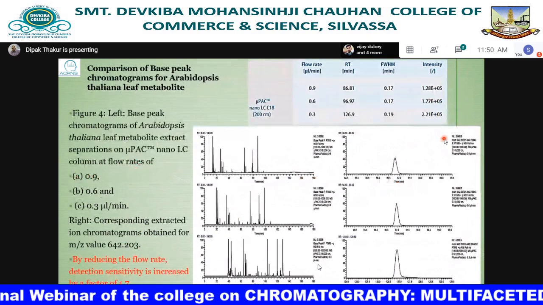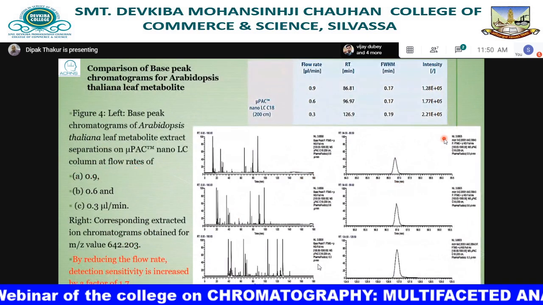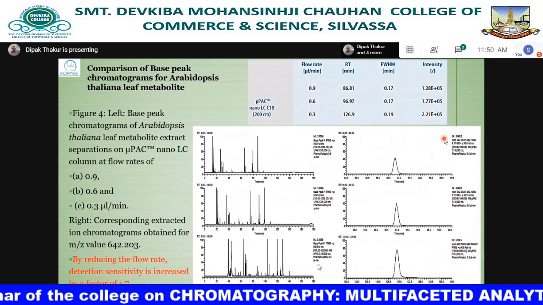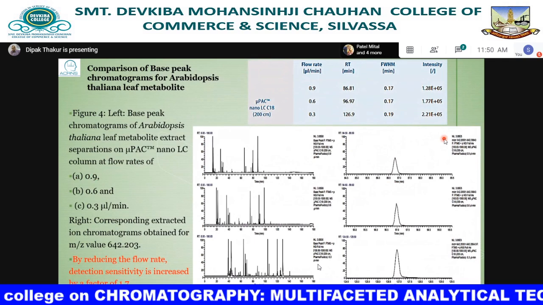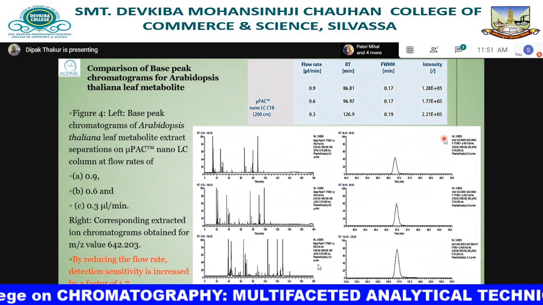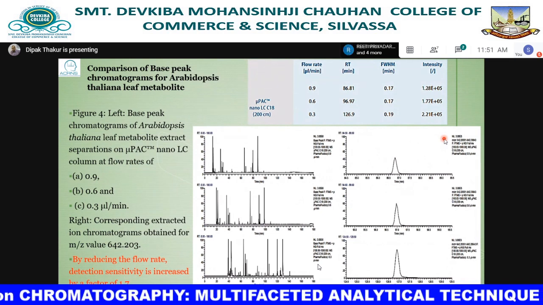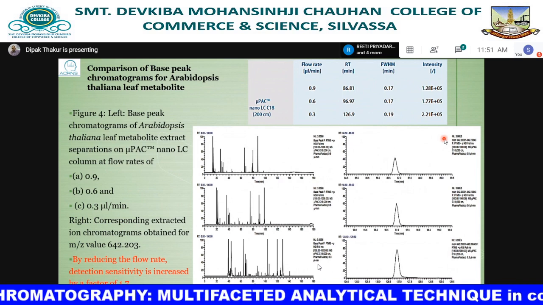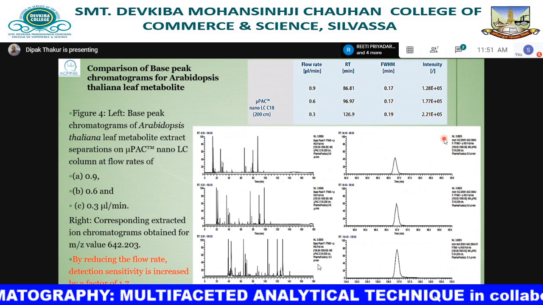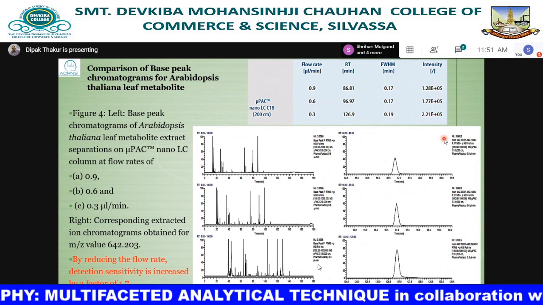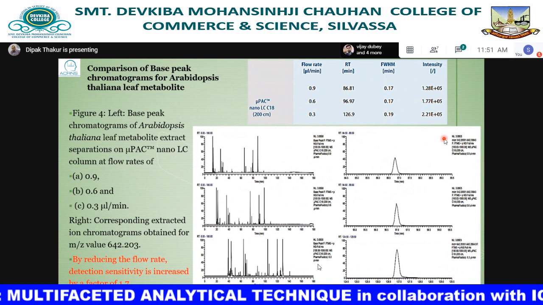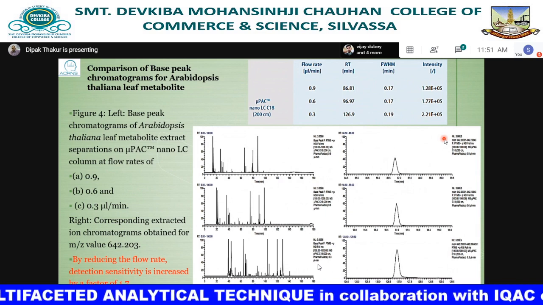Now, what we are going to compare is another case where we prepared the sample from Arabidopsis leaf extract, and we are looking at the metabolite profile. What we see is the comparison. Here we have not compared between the two columns, but we compared what happens if I change the flow rates.